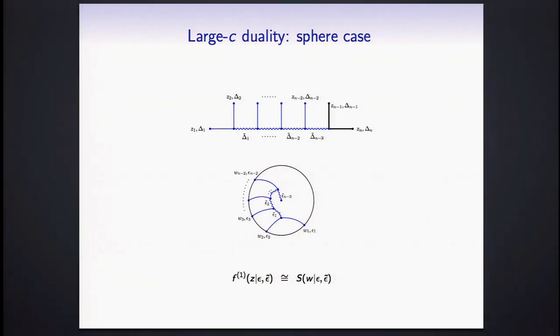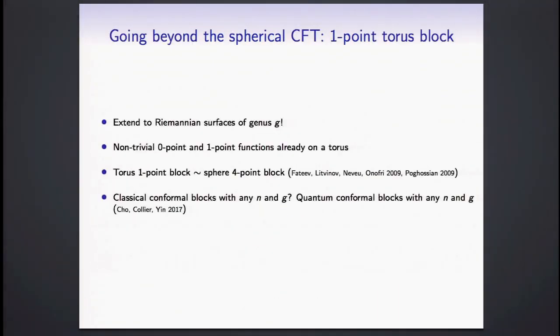Okay, now we turn to the torus case, and of course our primary goal is to extend this block-length correspondence from the sphere to arbitrary Riemannian surfaces. The torus case here is the first non-trivial case. It corresponds to the Riemannian surface of genus 1.